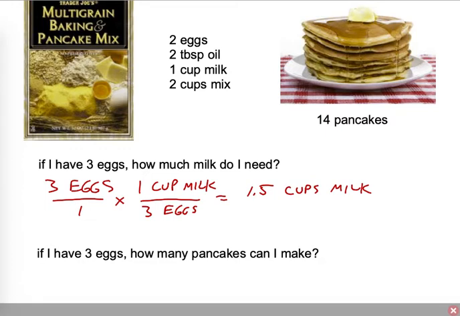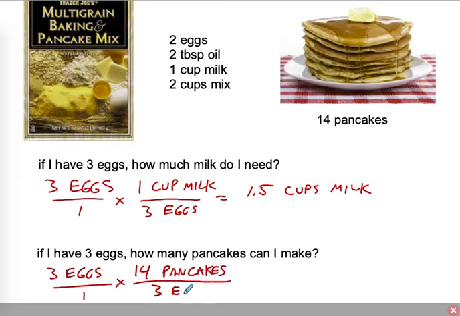Now, if I have 3 eggs, how many pancakes can I make? Again, start by writing down what you're given, 3 eggs, and I'll multiply by another ingredient ratio that tells me I will get 14 pancakes for every 2 eggs, or 21 pancakes.